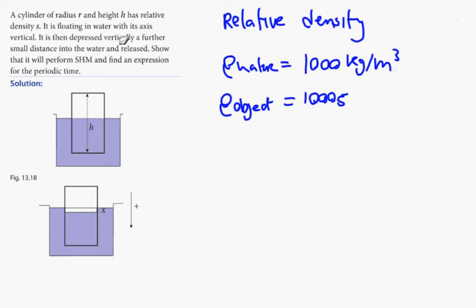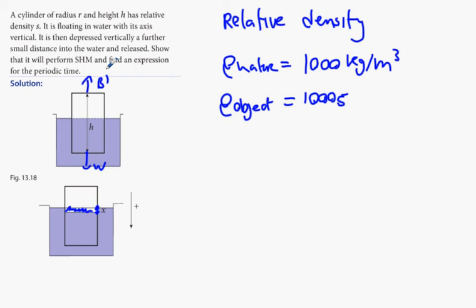Is floating in water with its axis vertical. Is then depressed vertically a further small distance into the water. So basically it's dragged down a little distance x. And see this little cylinder here, that's the volume of water that's displaced. Okay? And therefore that's going to be giving us our buoyancy force that's bringing us upwards. So your weight always acts downwards, but your buoyancy force will balance you going upwards.